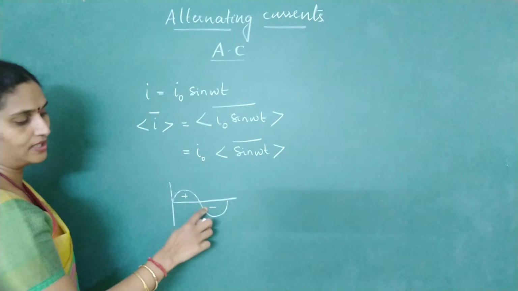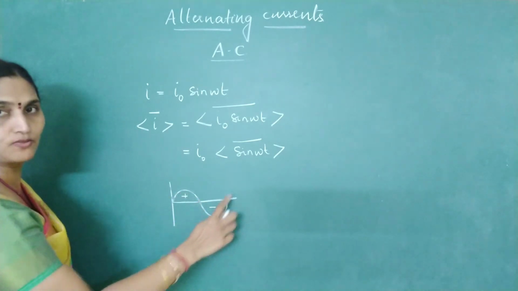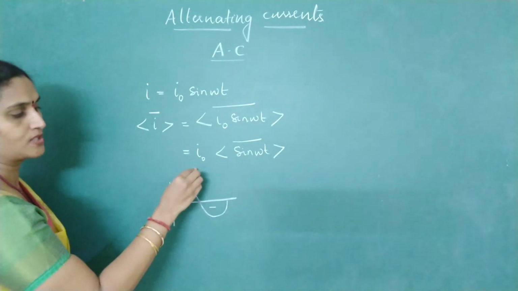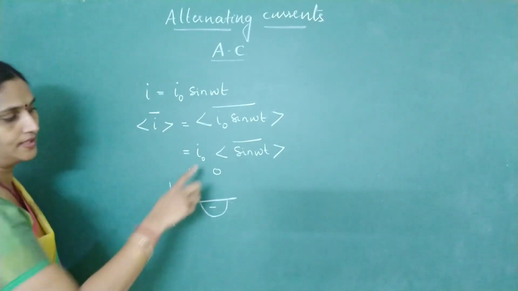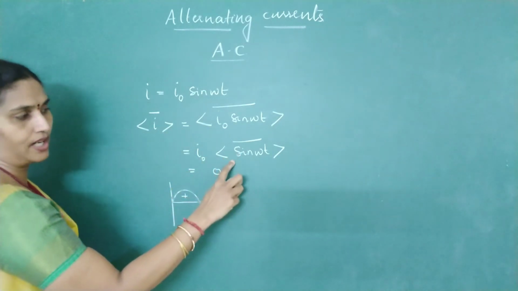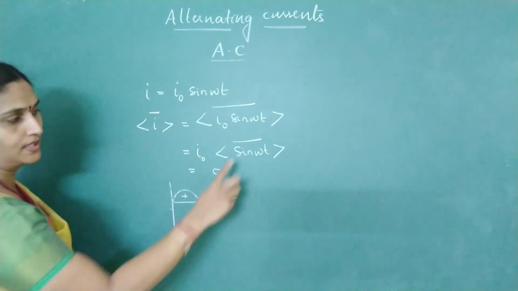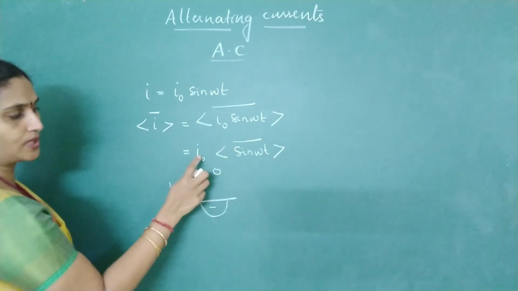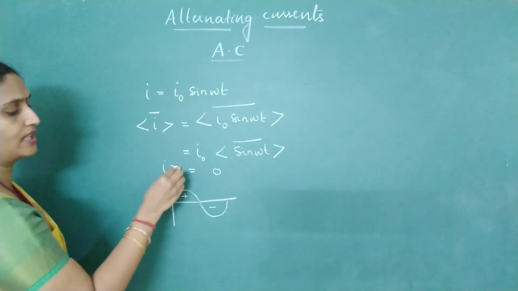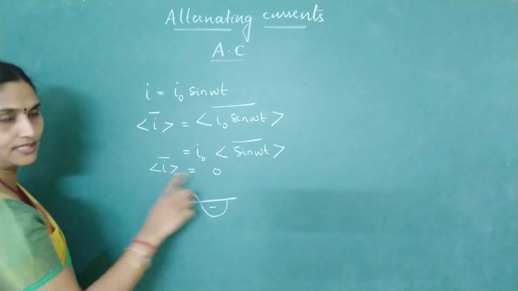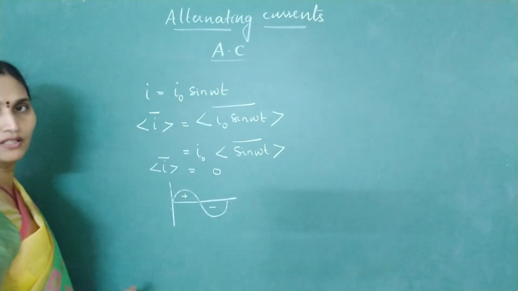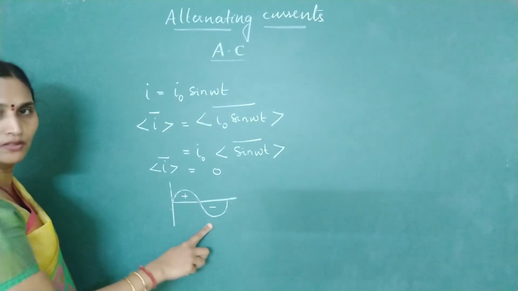The sum of all these values, the sum of positive and negative values, will obviously become 0. So what is the average value equal to? I naught into 0. Average of sine omega t or cos omega t will always be 0. So 0 into I naught. What is the average value of current for one complete cycle? If it is a sinusoidal wave, it has become equal to 0.